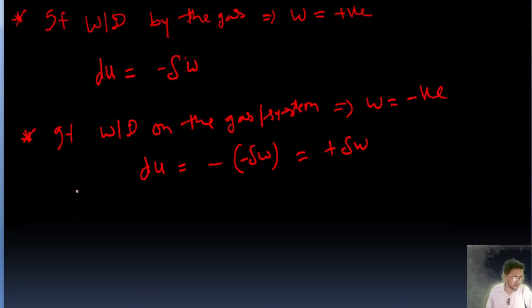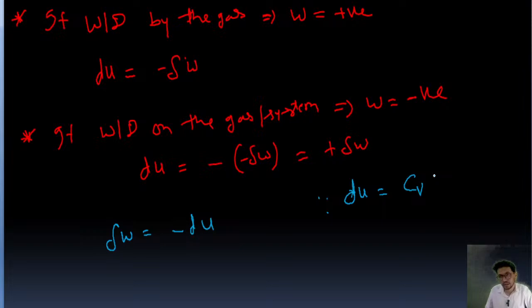Now we have del W equal to minus dU, and dU value we know, dU equal to nCv dT. So we can write del W equal to minus nCv dT. From here we can find W, and then we can find the work done.